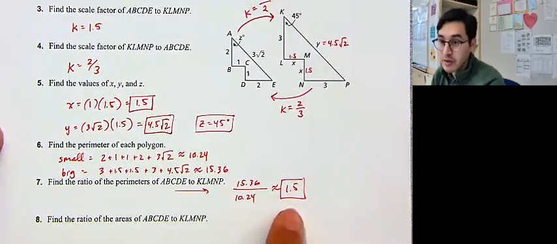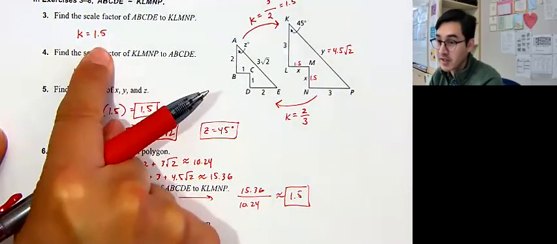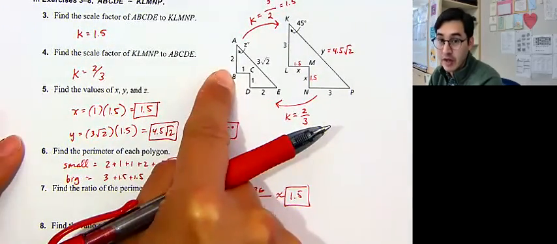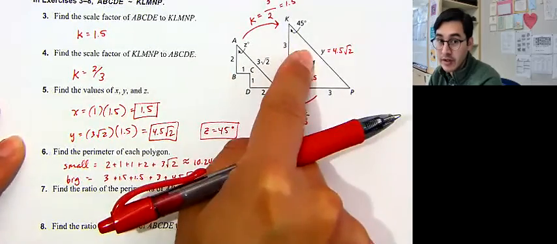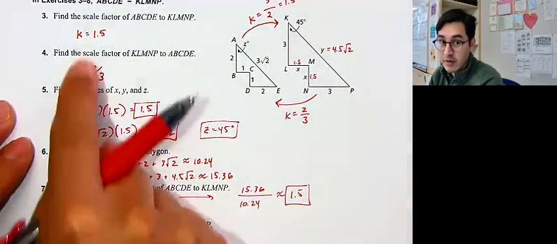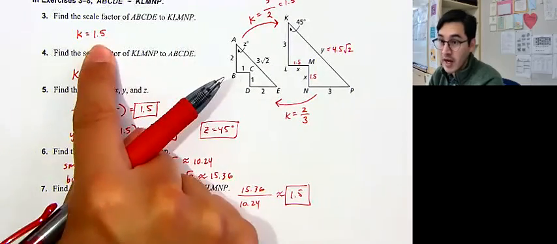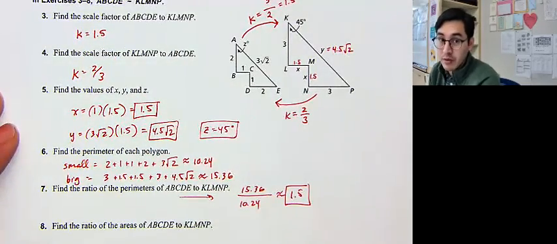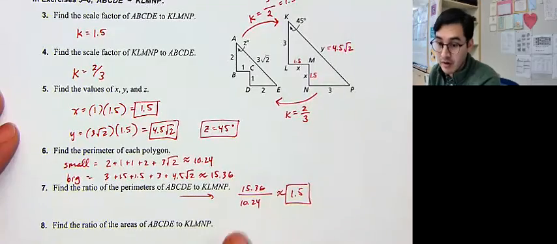Okay. Now that shouldn't be too surprising because we already knew that the scale factor of an individual side length was 1.5, going from small to large, and the perimeter is just the sum of all the sides. Okay, so if each individual side is scaled up by 1.5, then the entire perimeter, we would assume, would be scaled by the same factor, 1.5.